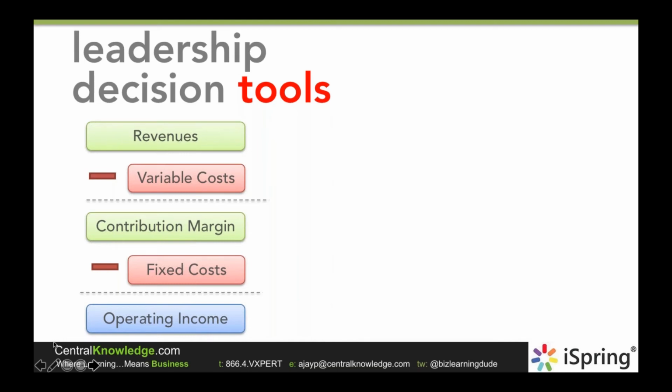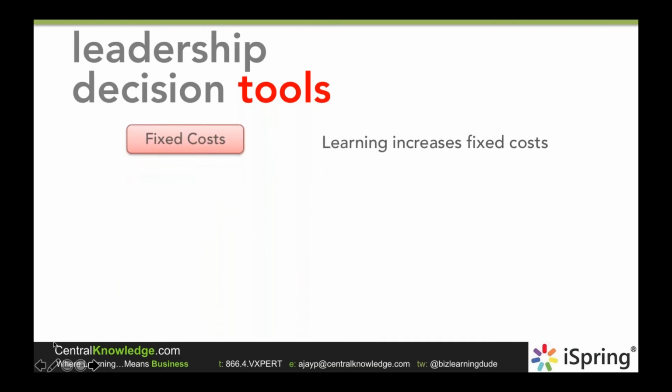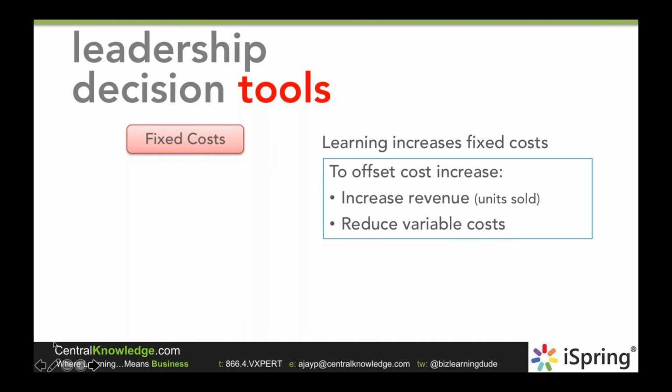And then there's fixed costs. And the fixed costs is where you lie. The learning investment and everything else that supports it is in the fixed cost. And whenever you propose an initiative for your organization in learning, it increases the fixed cost. That's how they see it. And so something has to happen to offset those fixed costs.